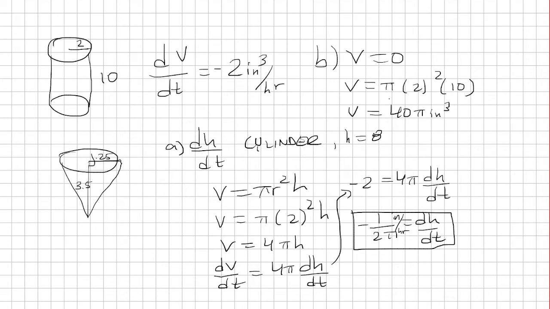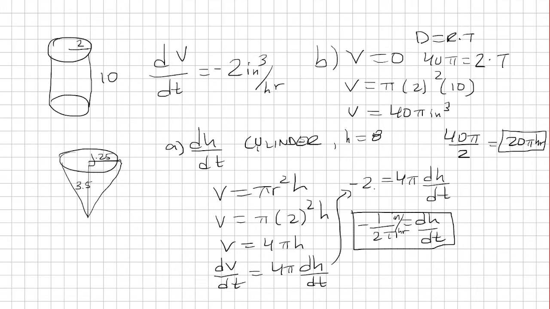inches cubed. It's leaking at 2 inches cubed per hour. So I'm going to take 40 pi divided by 2. That's going to be 20 pi hours. Okay, so you can think of this like a distance equals rate times time formula. Distance here being the volume, the total volume being 40 pi. The rate at which it's decreasing is 2. And you say, okay, how long is it going to take? That's time t. So solving for t, you have to divide both sides by 2 to get 20 pi hours.